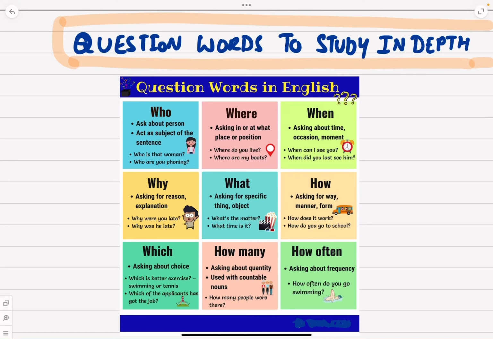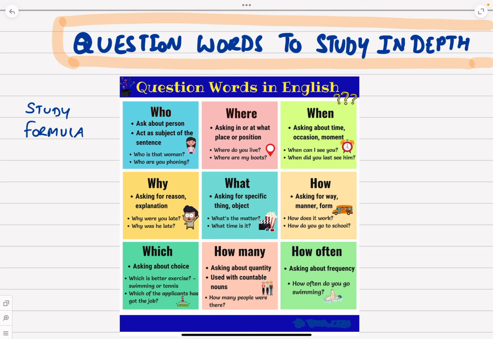Question words to study in depth. This is a very, very good study technique which will help you. And this study formula has helped hundreds of students to study very well in a short amount of time. What are these question words?